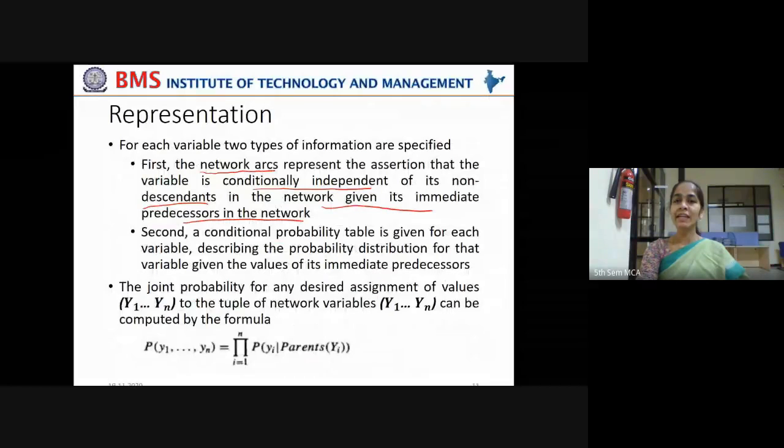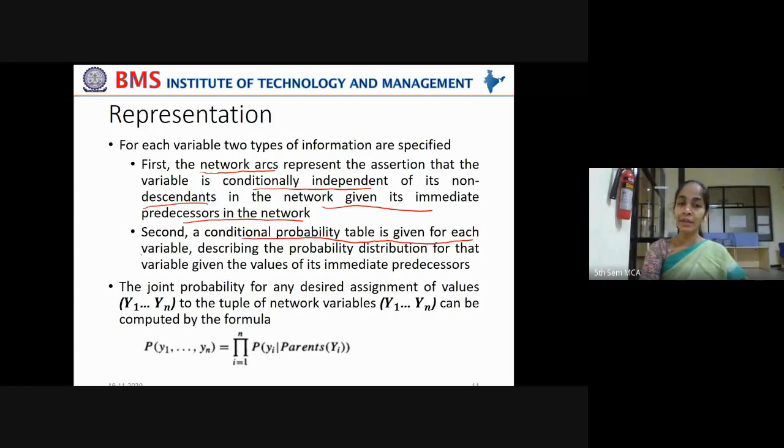Now, what is the second information this Bayesian belief network provides? Second, a conditional probability table is given. We haven't talked about that yet, right? That conditional probability we haven't spoken about. I'll explain what it is. Second, a conditional probability table is given for each variable. Each variable has a conditional probability table describing the probability distribution for that variable given the values of its immediate predecessors. If the values of its predecessors are given, then what is its probability distribution? That is given in the table.